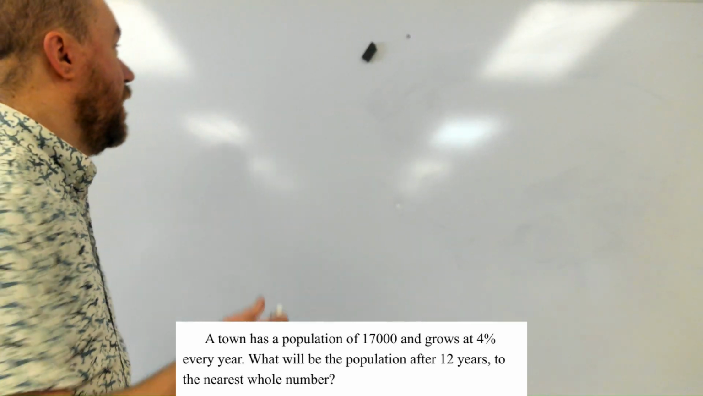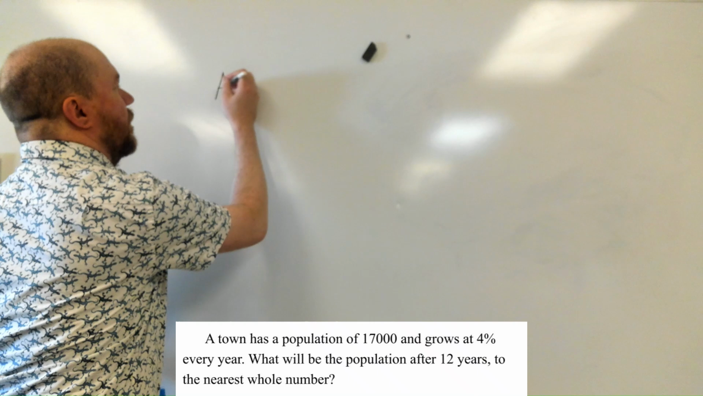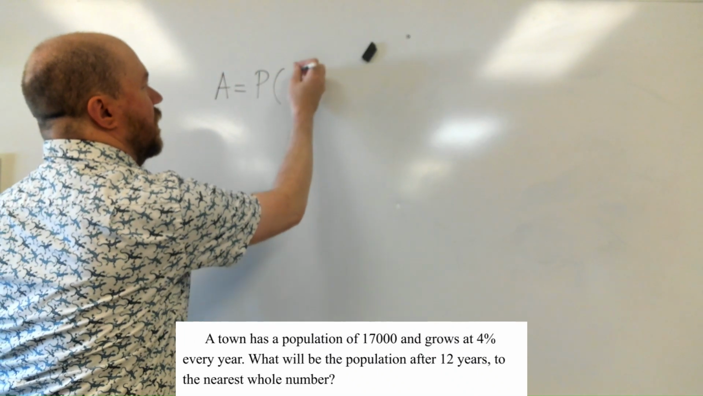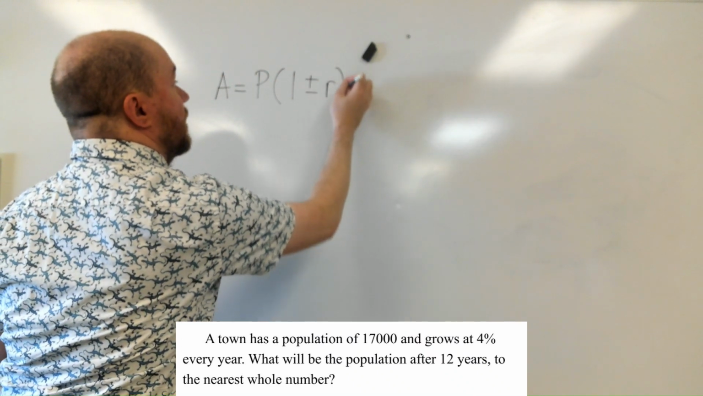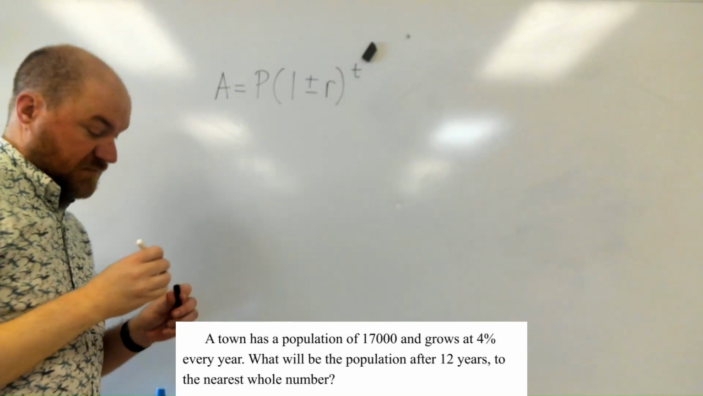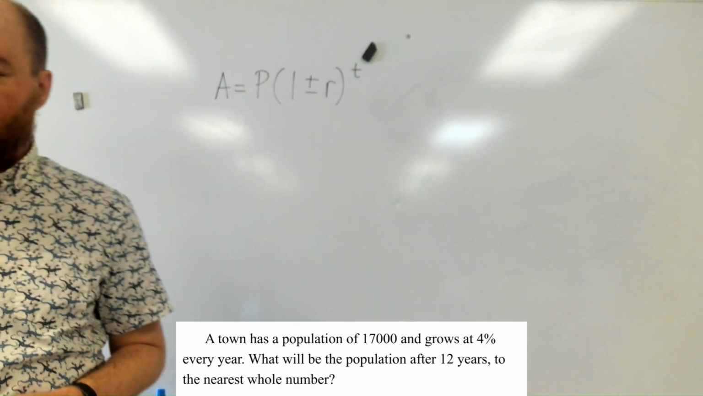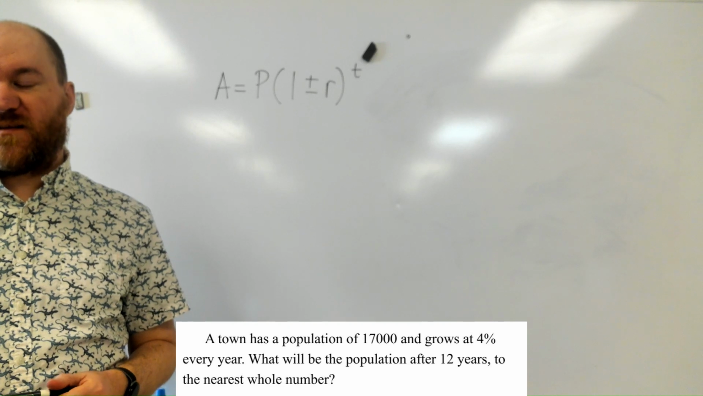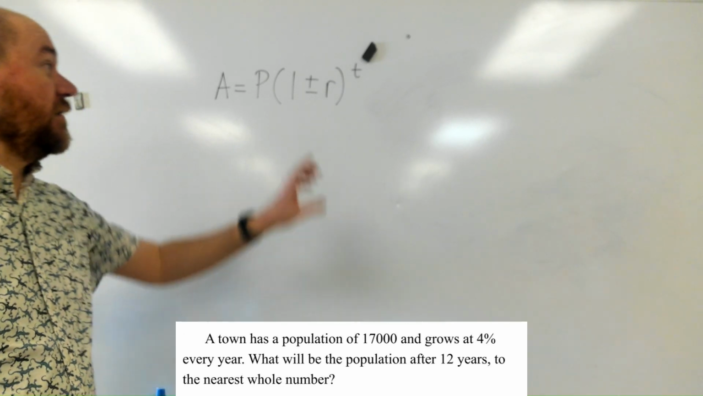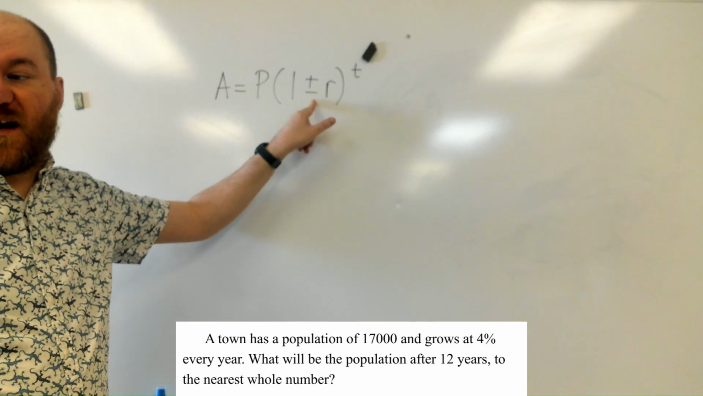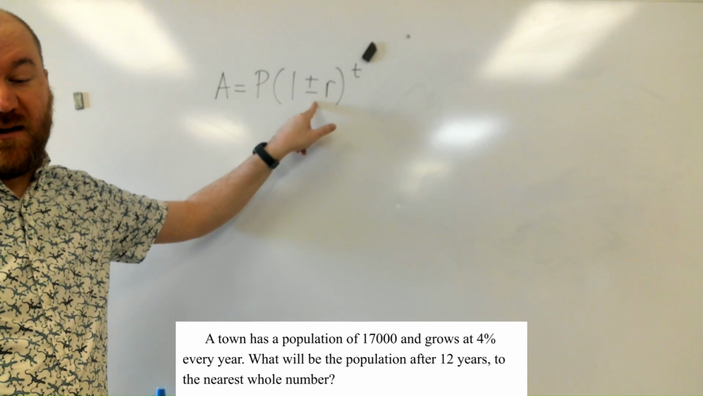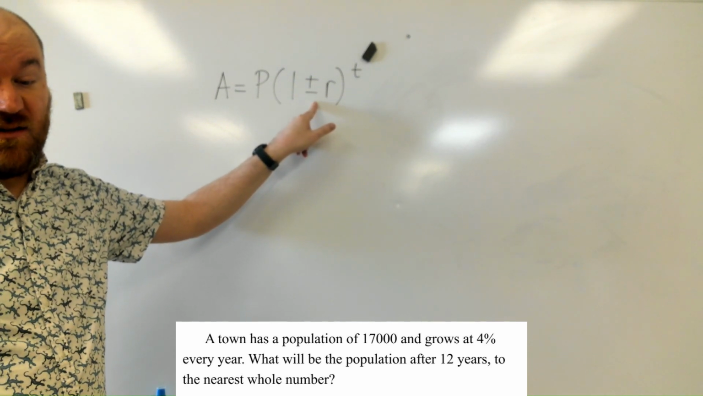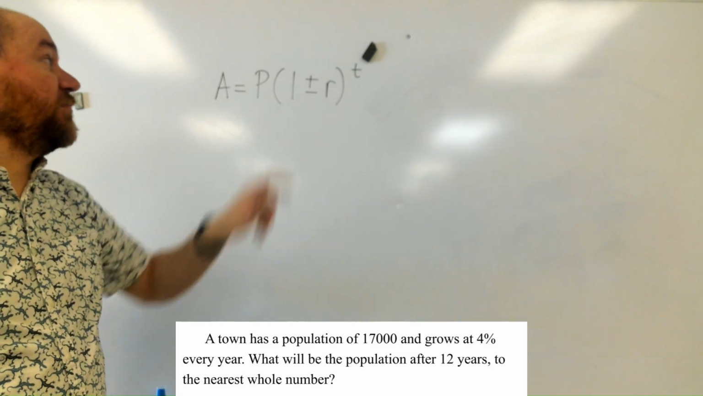So to do this, we're going to use this formula, which should look a little familiar to you. This formula says A equals P, parentheses 1, plus or minus R, to the T. Let's start with this plus or minus. We're going to decide if this is growth or decay. And because it says the population is growing, we're going to use a plus there.